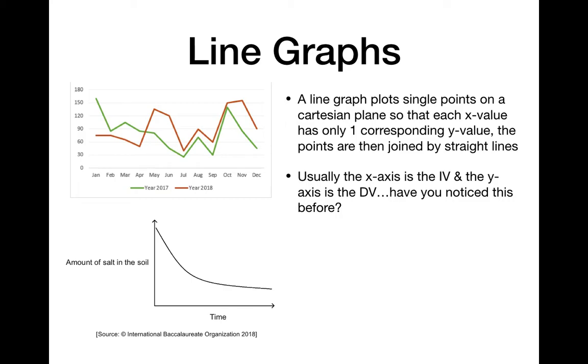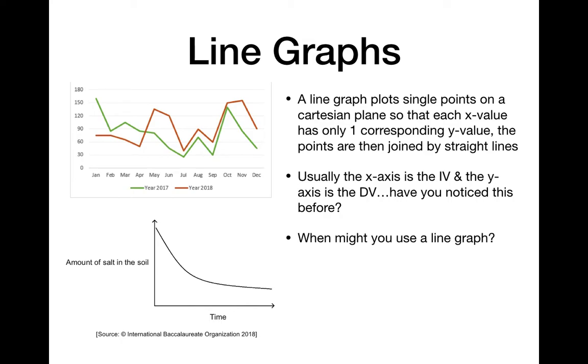So usually the x-axis is the independent variable and the y-axis is the dependent variable. Hopefully you've already noticed that. So if you notice here, the amount of salt in the soil is related to time. Time is almost always on the x-axis because it is the independent variable. Right? I think time is independent, time is time. Whereas the amount of salt depends on time.